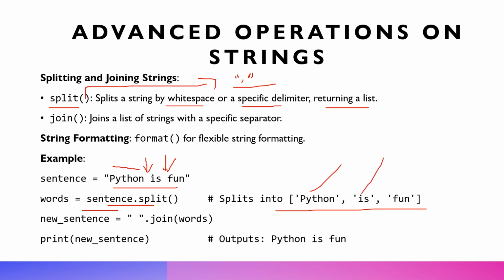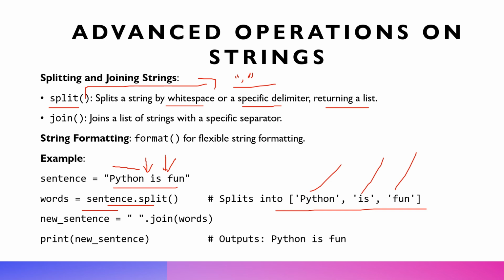Python is fun. And if you are still confused, a delimiter is nothing but a character at which to split the string. Wherever the delimiter is present, it will split this string. If you do not provide any delimiter, it will take white space as the default.